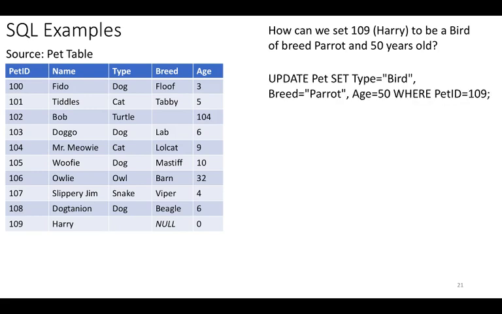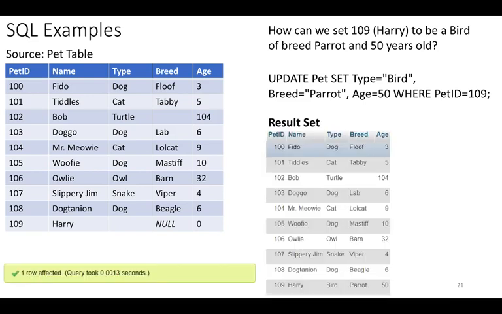So here's the query. Fairly straightforward according to the rules. Update pet, we're updating the pet table. Set type equals bird, comma, breed equals parrot, comma, age equals 50. So here are the columns that we're setting. Set this column to that value, this column to that value, this column to that value, where pet ID equals 109. So update this table, update these columns to these values, but only where this condition is met. In this case, only where pet ID equals 109.